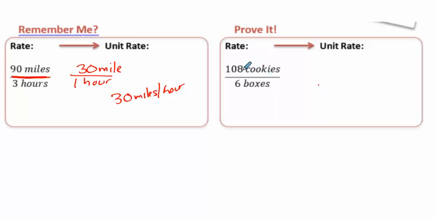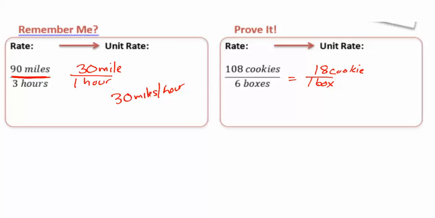I've already set the ratio up for you. So 108 cookies in 6 boxes, but I want to know how many cookies are in 1 box. If you set up the ratio correctly, it's going to make it really easy. You can grab your calculator and put 108 divided by 6, and that comes out to be 18. Yep, 18. 18 cookies per box.